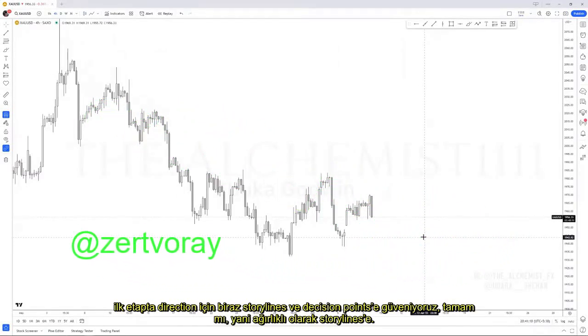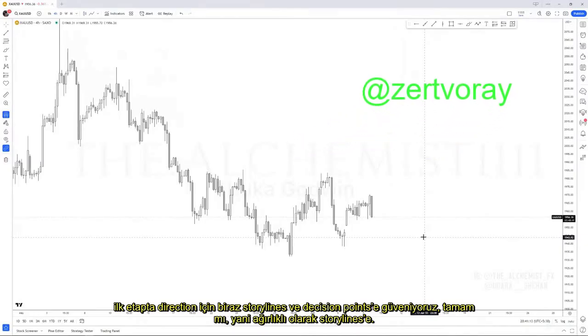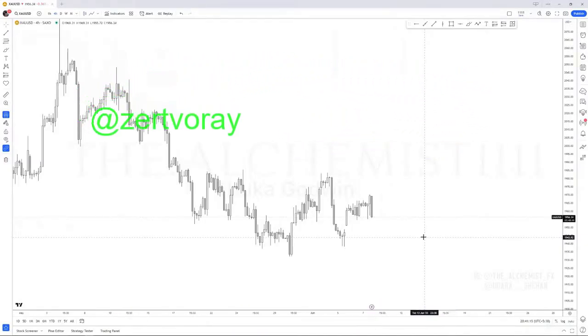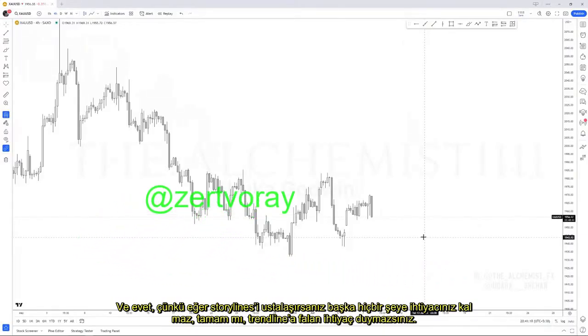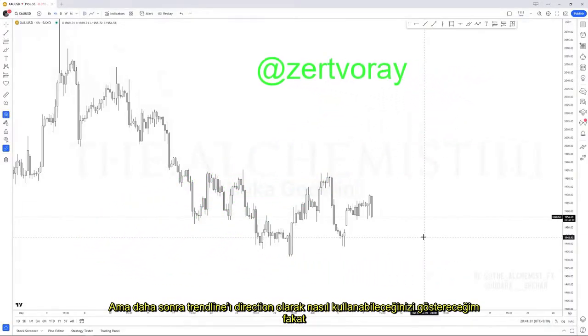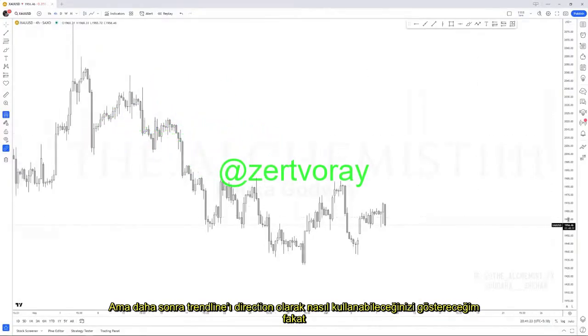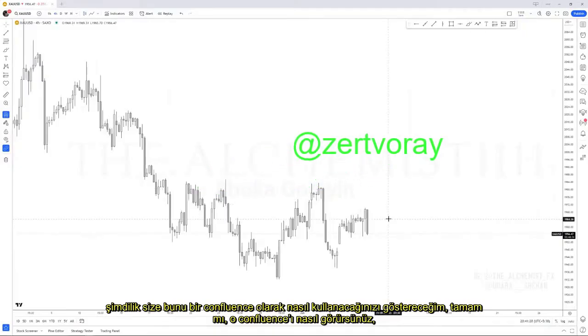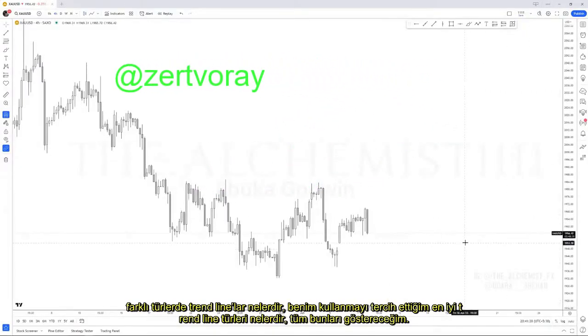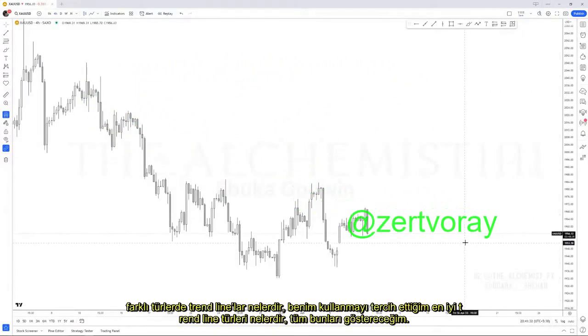For direction, we rely on storylines and decision points a bit. Mainly storylines, because if you master storylines, you wouldn't need anything else, you wouldn't need trend lines or anything. But later I'll show you how to use trend line as the direction. For now, I'll show you how to use it as confluence, the different types of trend lines and the best ones that I prefer using and all that stuff.